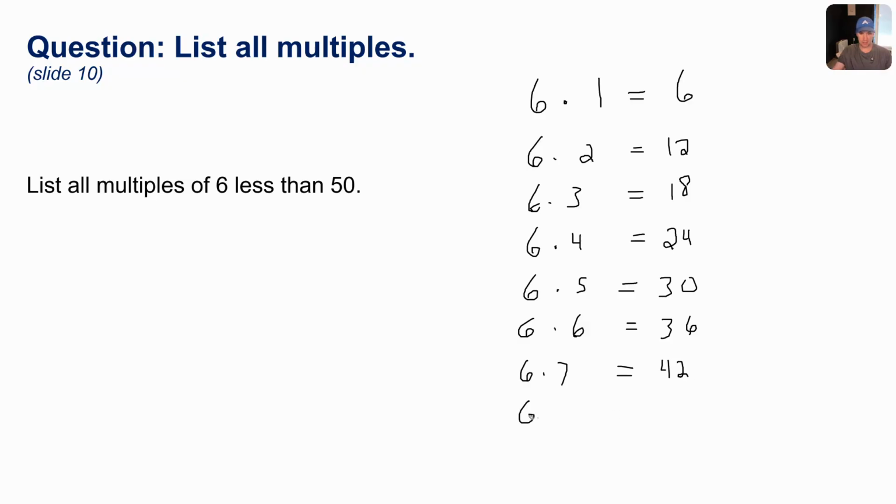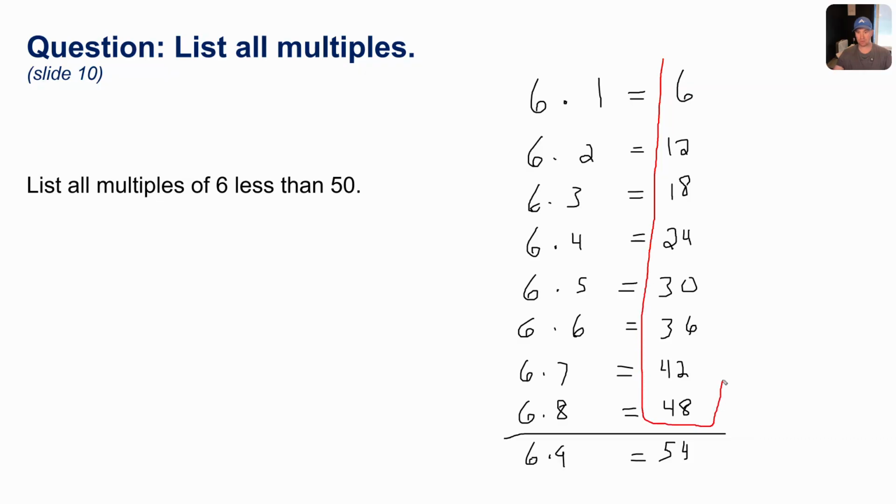6 times 8 is 48. And then 6 times 9 is 54. Now this is obviously too big because it says to list all the multiples of 6 less than 50. So we are stopping right here. So if we were to actually choose an answer choice, the answer choices that we're choosing will be the products. The products of each of these facts are the multiples then of the number 6 here.